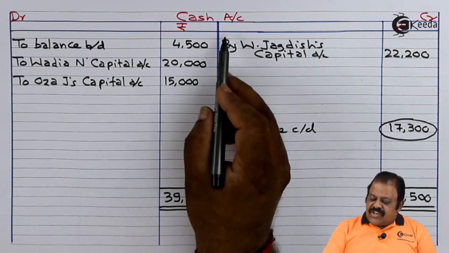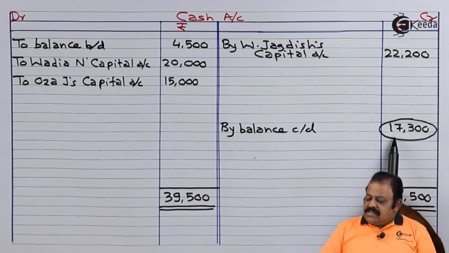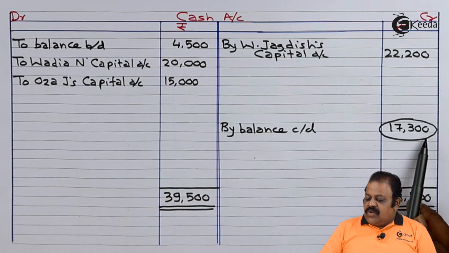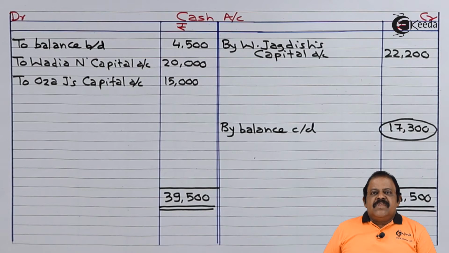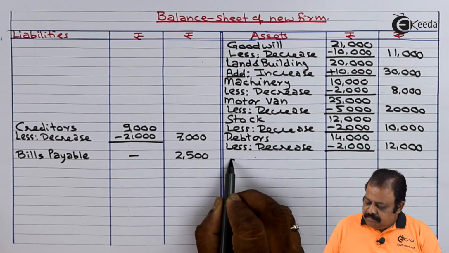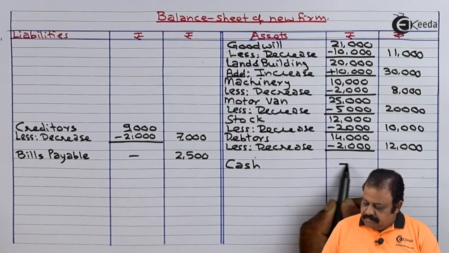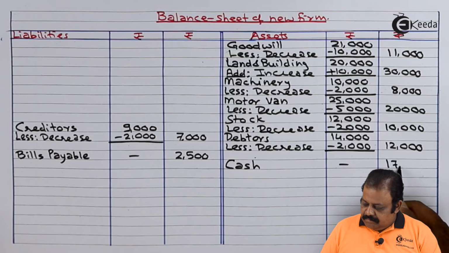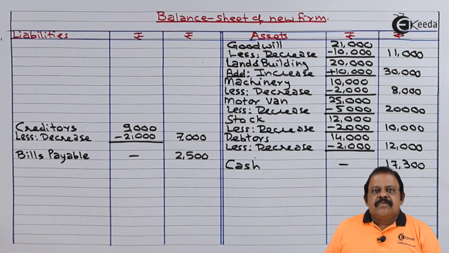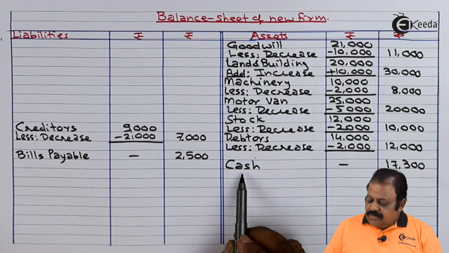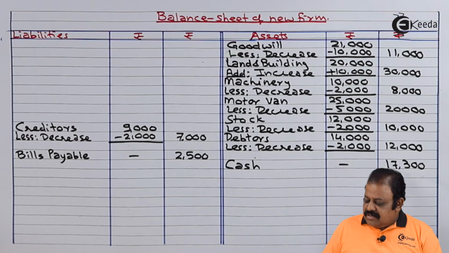We have closed cash account. It is showing balancing figure 17,300. This will be transferred to new balance sheet on asset side. New balance sheet asset side, cash 17,300.